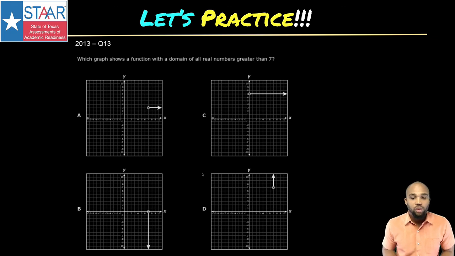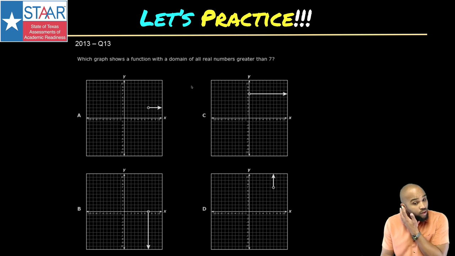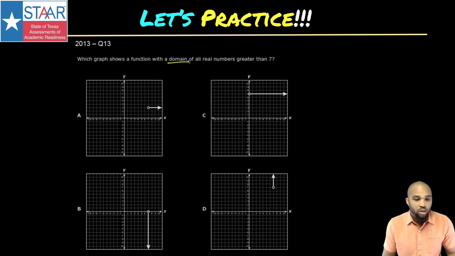All right, why don't you try to work this one? This one seems pretty straightforward. Which graph shows a function with a domain? A domain, this is my x values, of all real numbers greater than 7. Notice it didn't say greater than or equal to 7, just greater than. So I need an open circle, and it looks like they all do have that. So all numbers greater than. So this right here shows all numbers greater than 7 as a domain.